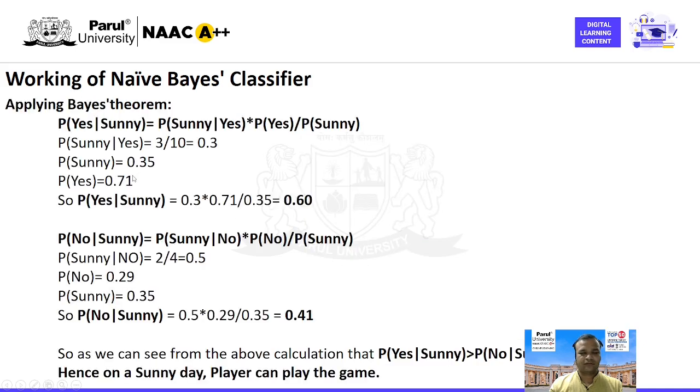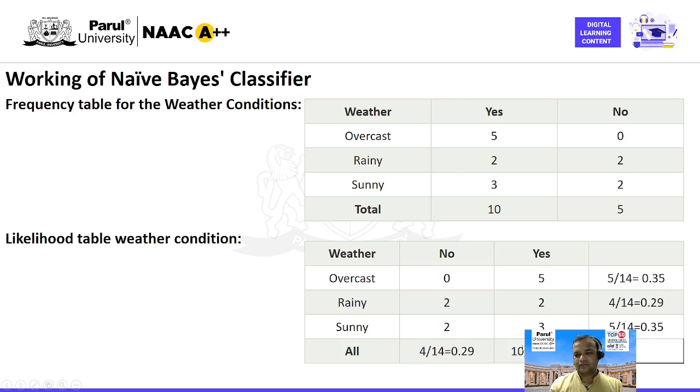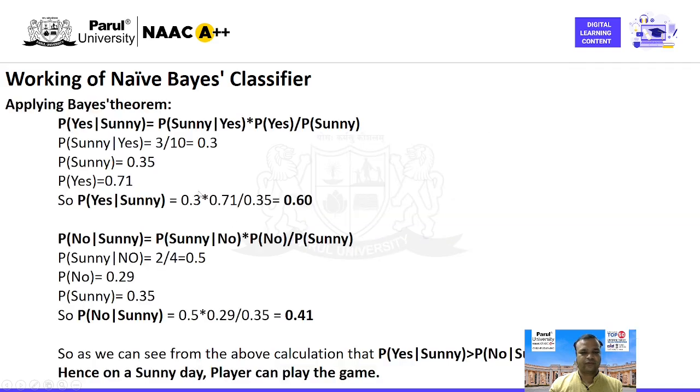Just put it here. Okay, probability of yes, we already calculated here 0.75. Okay, so just put the values in this given formula, and you will get the answer probability of yes over sunny is equal to, just calculate here and we will get the value 0.60.